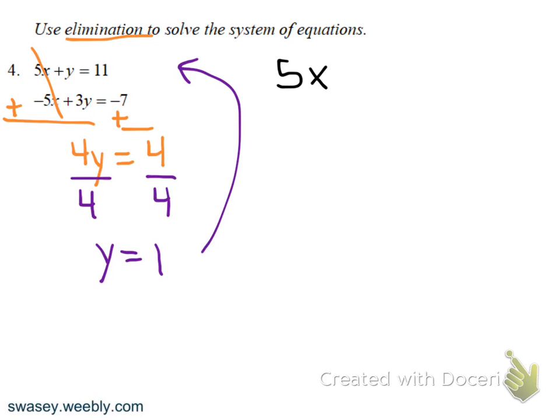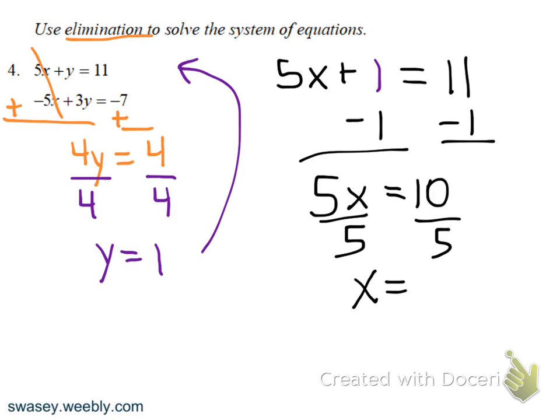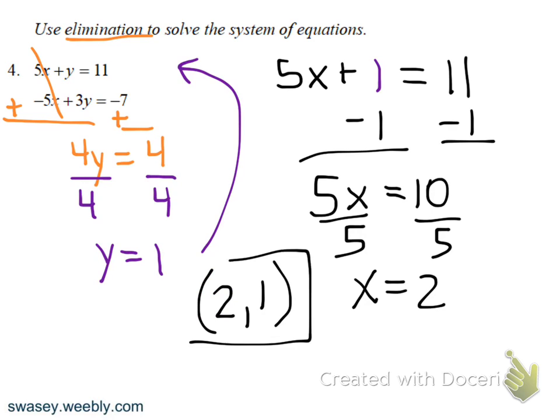So we have 5x plus, instead of y, we'll write 1. Equal to 11. Two-step equation from here, subtract 1 from each side, you get 5x equals 10, and then divide by 5. X equals 2. Put it together as an ordered pair, x then y.